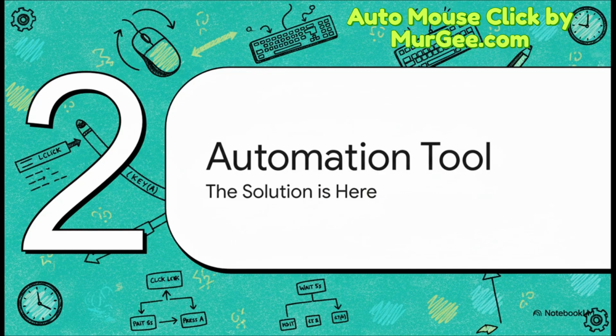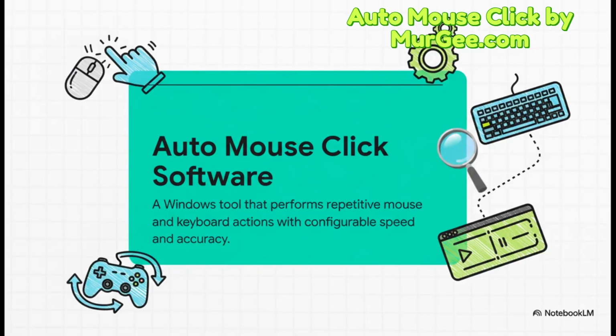Well, let's get into section 2, your personal automation tool. The solution is here, and it's actually remarkably simple. The answer is a piece of software that's designed to do one thing and do it really, really well. Copy your actions. It's a tool that takes over all those repetitive mouse clicks and keyboard taps, doing them exactly how you want with the speed and the precision that you set.